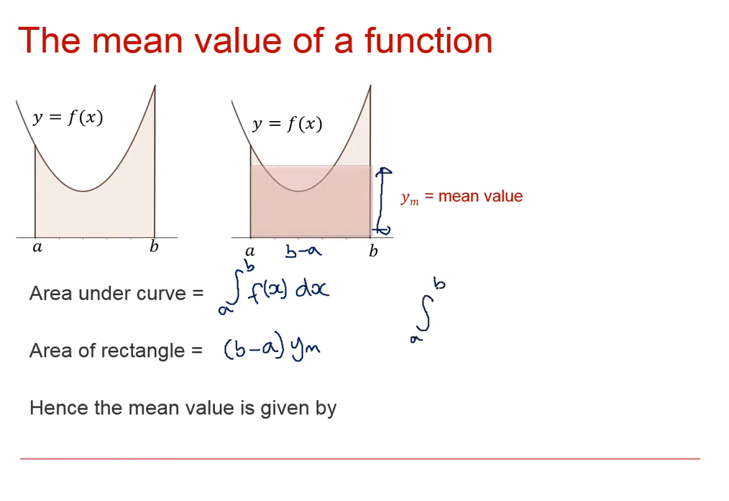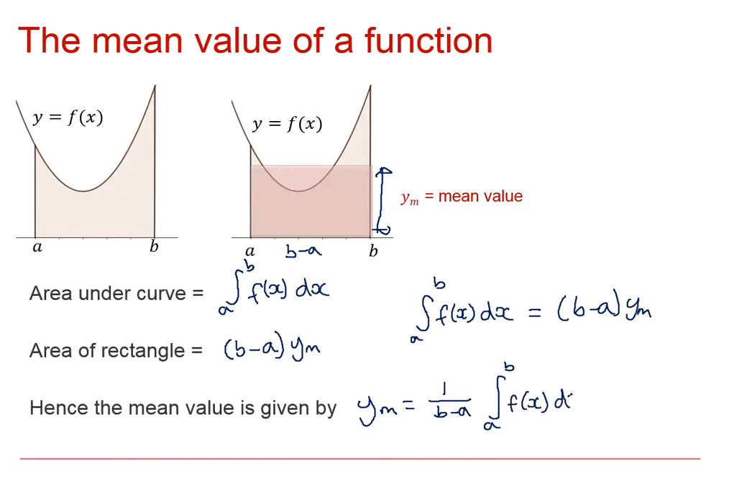So we have that the integral between a and b of f of x with respect to x is equal to the area of the rectangle. And that means that if we want to find ym, the mean value, it is going to be 1 over b minus a multiplied by the integral between a and b of f of x with respect to x. So this is how you find the mean value of a function in a particular interval.